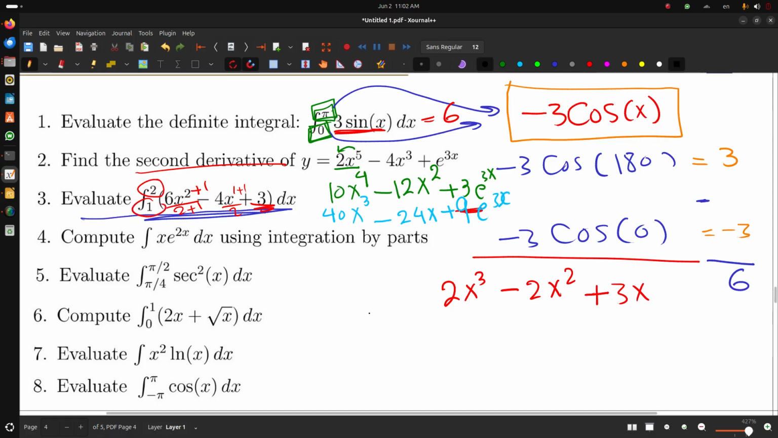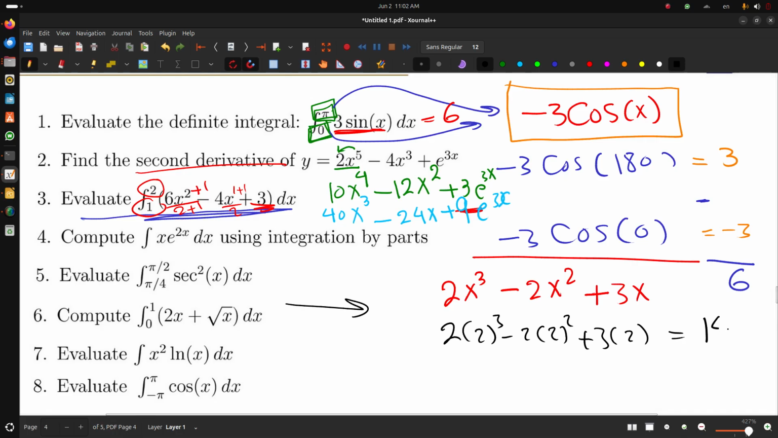The first one, let's plug in 2. So it will be 2 power 3 minus 2 power 2 plus 3 times 2, which is equal to, this is 16 minus, so it will be 8 plus 6, it will be 14, I think. Let's check it one more time. This is 16. Okay, this is 8. 16 minus 8 is 8 plus 6 is 14.